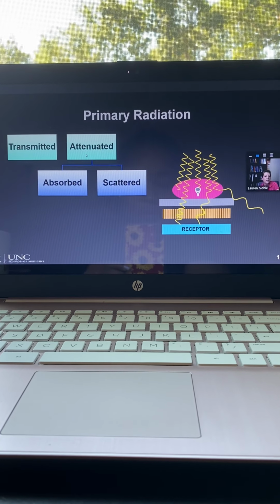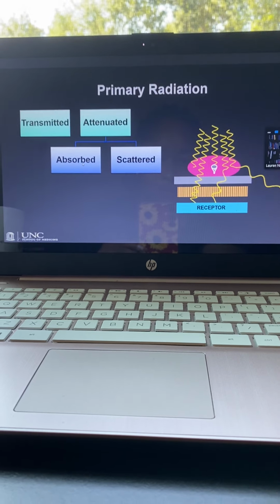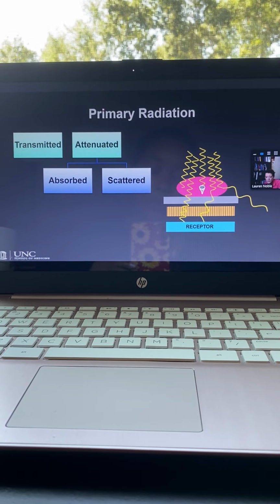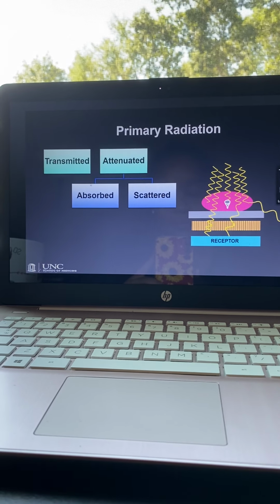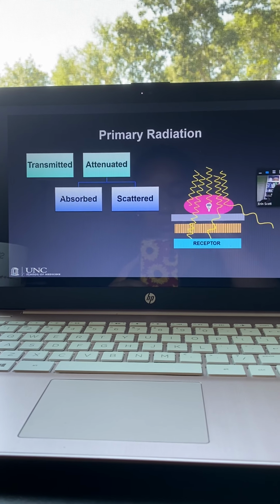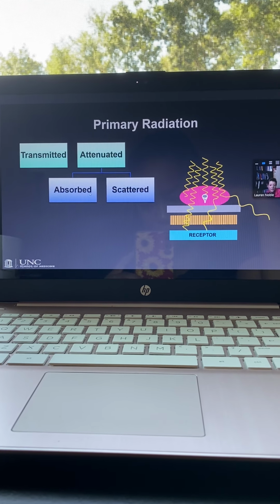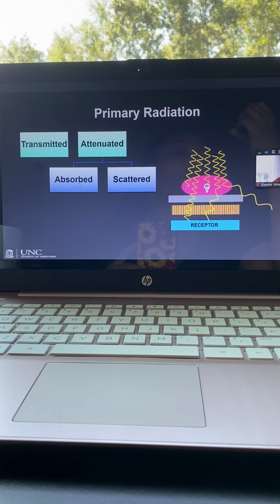So if it's been attenuated by absorption, it's not part of the remnant beam, right? Because if it's absorbed, it doesn't make it out of the patient. Okay? What interaction in matter is this attributed to? What's absorption? Photoelectric. That's photoelectric. Okay?